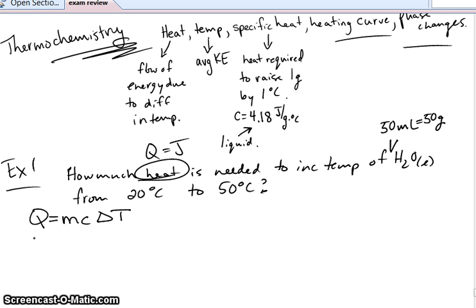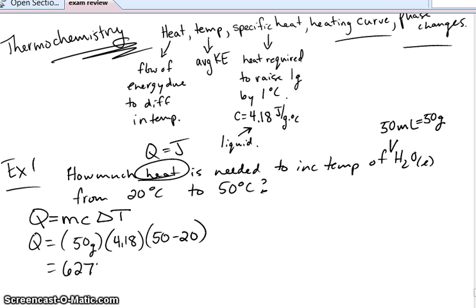All right, so we're looking for heat, Q. Our mass is 50 grams. The specific heat of liquid water is 4.18. The change in temperature is final minus initial. So that gives us 30 times 50 times 4.18, which is 6,270. The first time students do these problems, they think that's so big. But a joule is relatively small, so it takes a lot of joules to heat up water. Don't freak out about that.